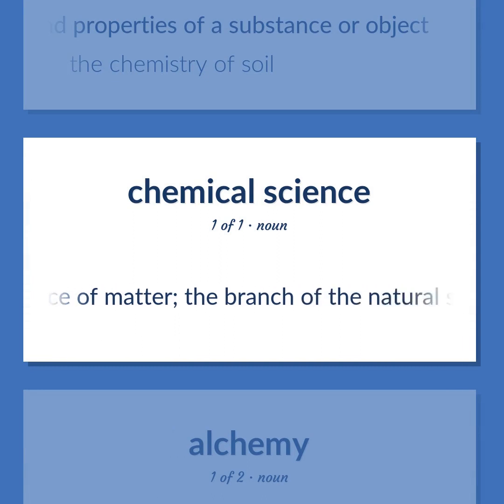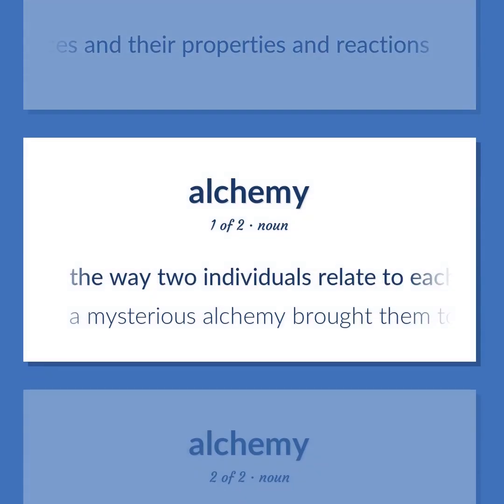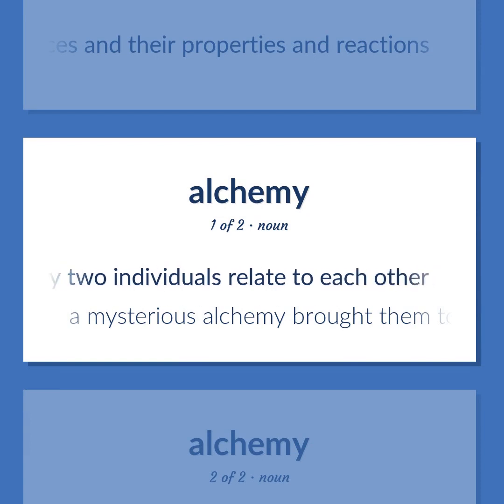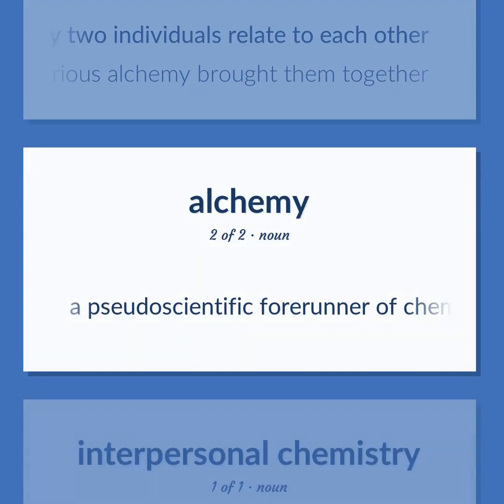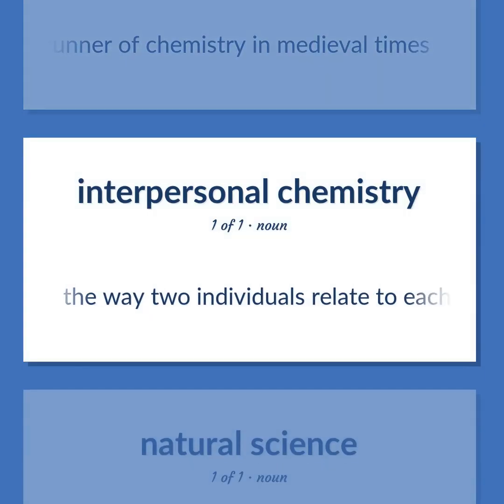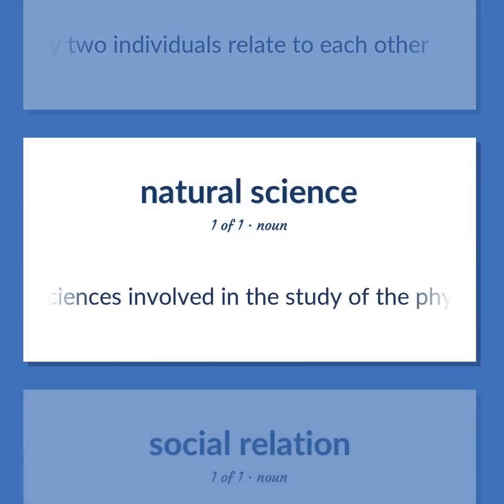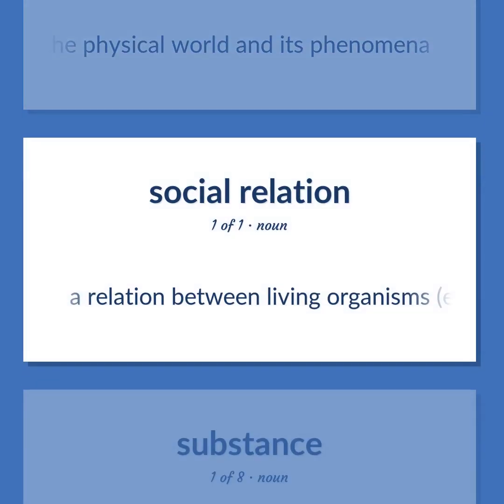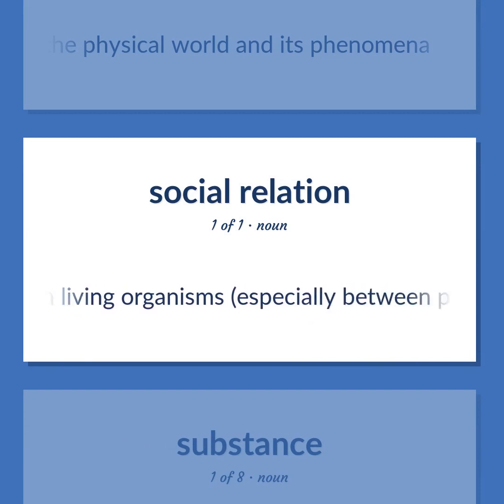The science of matter. The branch of the natural sciences dealing with the composition of substances and their properties and reactions. The way two individuals relate to each other. A mysterious alchemy brought them together. A pseudo-scientific forerunner of chemistry in medieval times. The sciences involved in the study of the physical world and its phenomena. A relation between living organisms, especially between people.